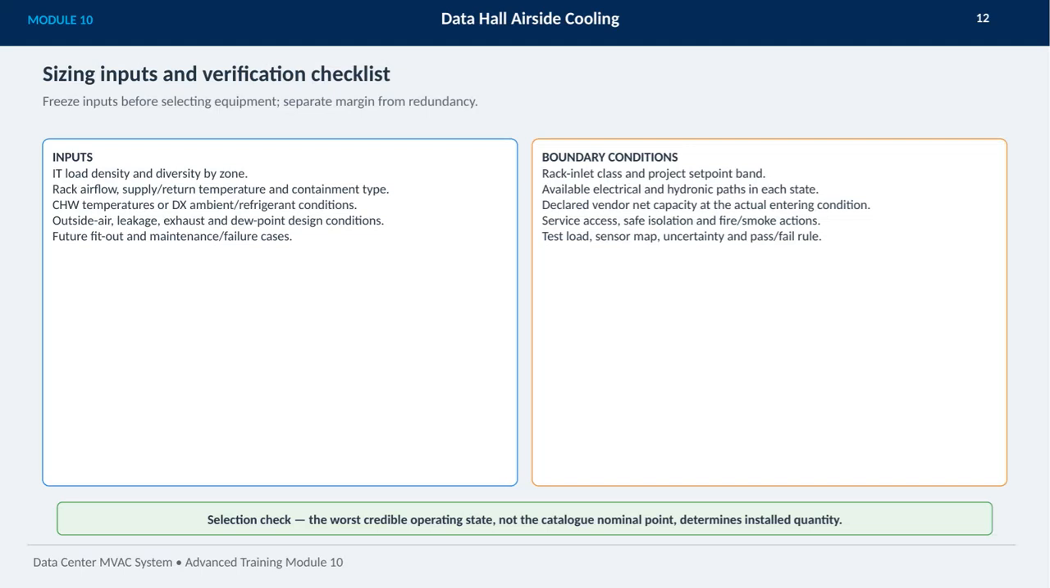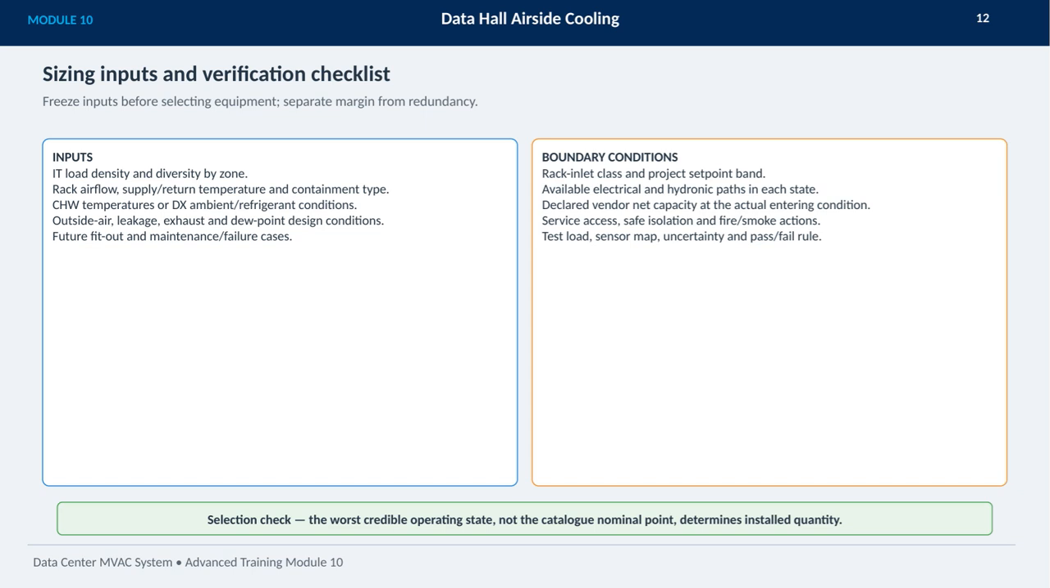In this module, we're focusing on Data Hall Airside Cooling, specifically the sizing inputs and verification checklist for the MVAC system. It's crucial to freeze all your inputs before selecting equipment, making sure you separate the margin from redundancy for accurate planning. Inputs include the IT load density and diversity by zone, rack airflow, and supply and return temperatures, along with the type of containment used.